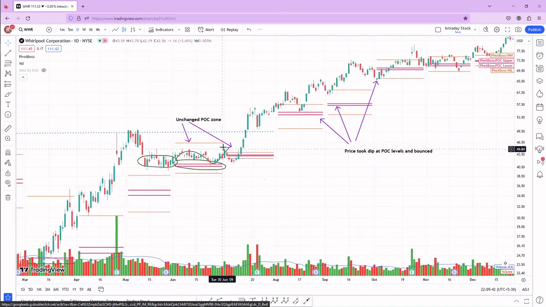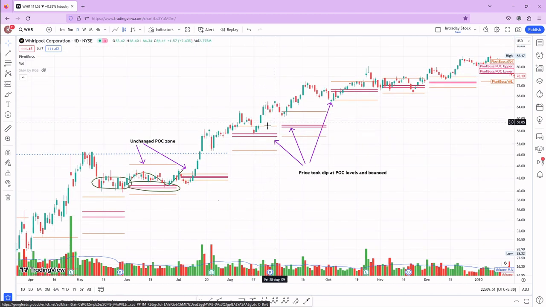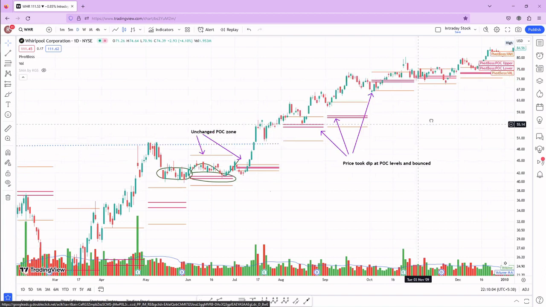And see over here, whenever it comes towards the value area zone or the VPOC zone, it bounced off. It came towards the POC zone and it bounced off. Price took the dip at the POC levels and bounced. It came to value area and POC level zones and bounced. It came near the value area and VPOC levels and then bounced. So this is what has been explained over here.